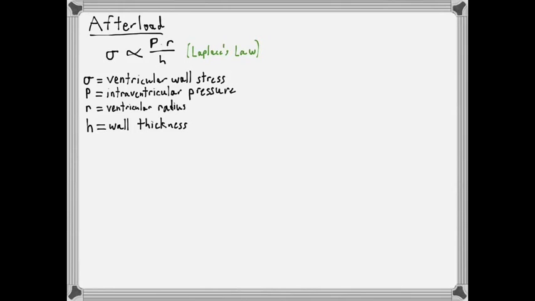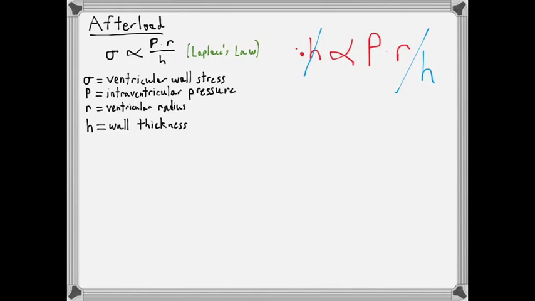Now, I have a really hard time remembering this relationship, so what I do is I think that the ventricular wall stress times the wall thickness is proportional to the pressure within the chamber times the radius of the chamber. And then simply by dividing by H, we can get our relationship. So again, the stress in the wall times the thickness of the wall is the same as the pressure in the chamber times the radius in the chamber.